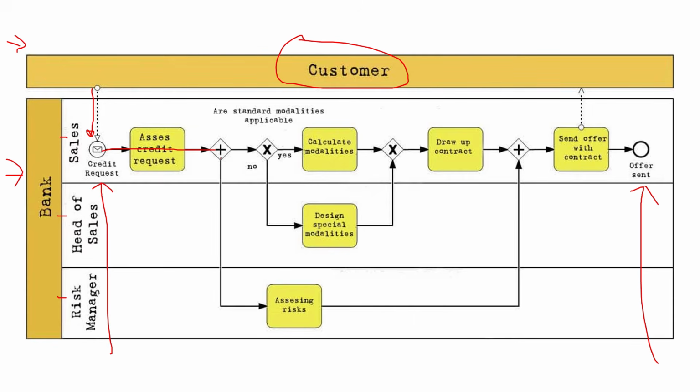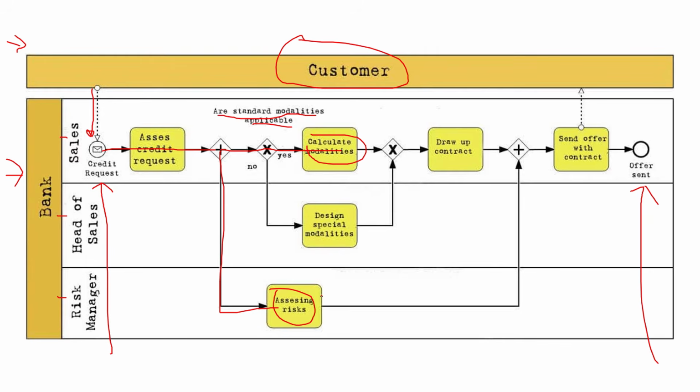So after assessing the credit request by the salesperson, two things are going to happen in parallel, because again, there's a parallel gateway. So one token goes directly here, one goes directly here. After assessing the credit request is done, the risk manager is going to assess the risks and simultaneously, based on the decision, are standard modalities applicable, yes or no? Let's say it's yes. So this means assessing the risk down here and calculating the modalities is happening in parallel at the same time by different roles.